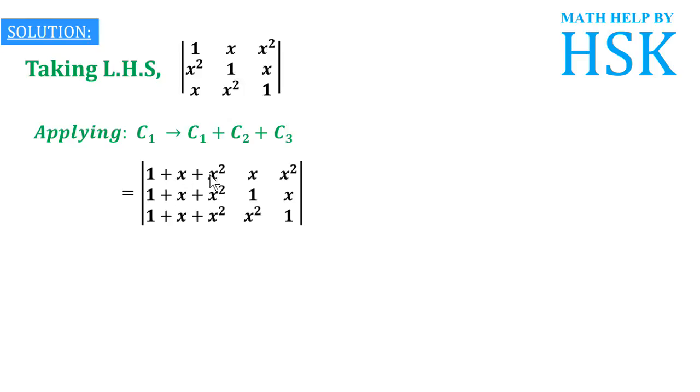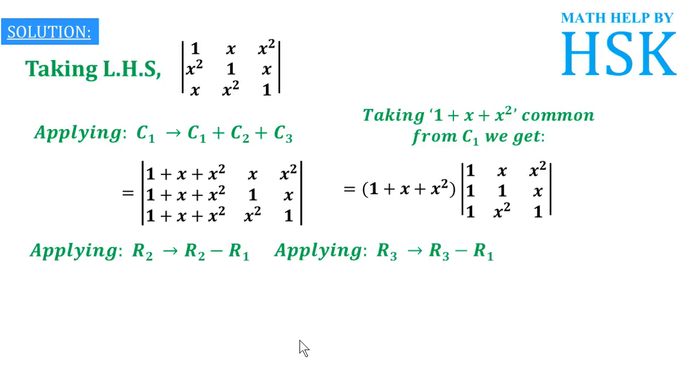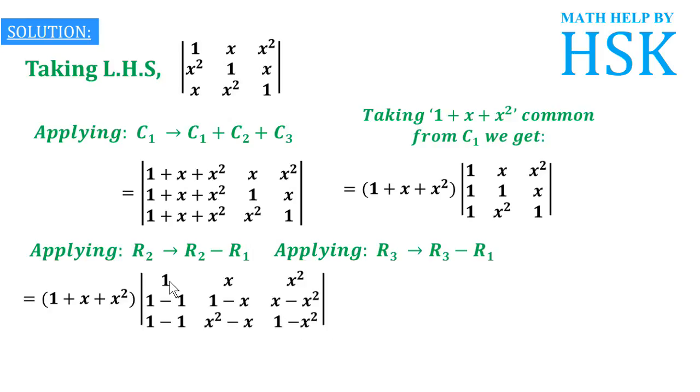Now, the next step is quite obvious. We are going to take 1 plus x plus x square common from the first column. So, I'm going to get this as 1 plus x plus x square times the determinant 1, 1, 1, x, 1, x square, x, 1. Now this determinant has converted into a form which has all the three elements in one column equal to 1. So, applying R2 is changed to R2 minus R1 and R3 is changed to R3 minus R1.